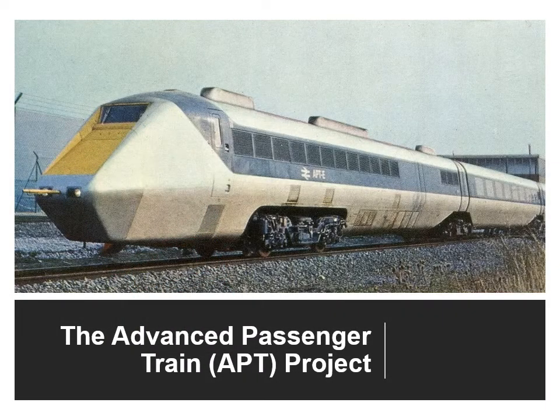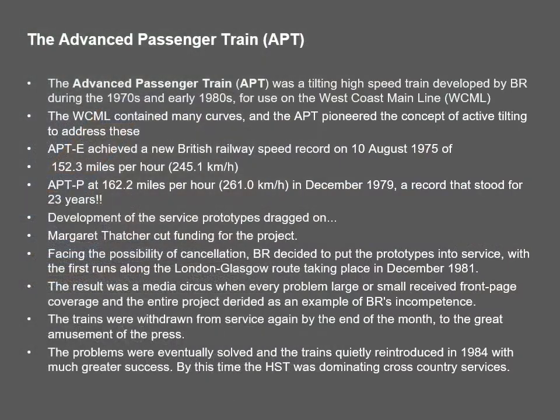So back in the 1970s, British Rail engineers started out on the Advanced Passenger Train project. The Advanced Passenger Train was a tilting high-speed train developed by British Rail in the 1970s, and it was to be used on the West Coast Main Line. The APT-E achieved a British Rail high-speed record in 1975 of 152.3 miles per hour. The APT-P achieved 162.2 in 1979, and that record stood for 23 years.